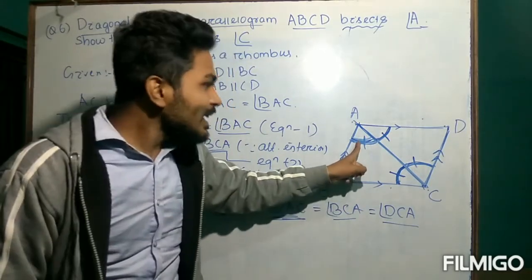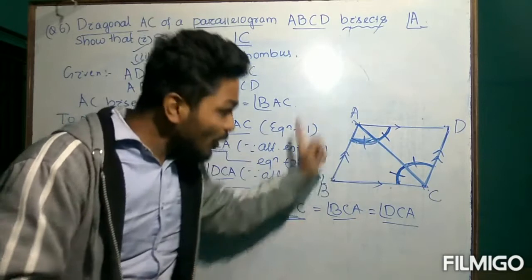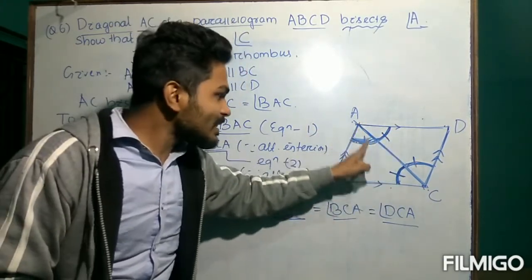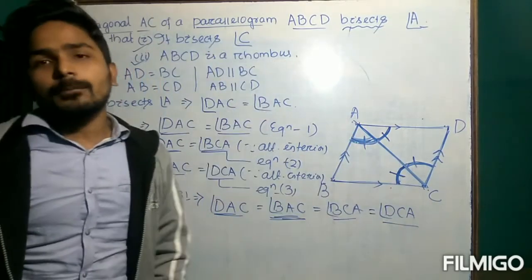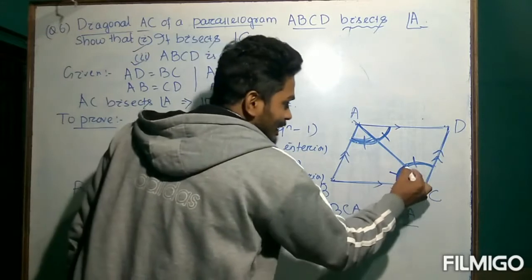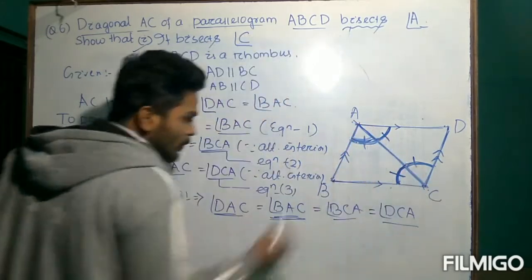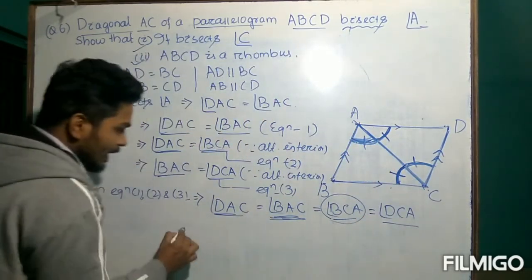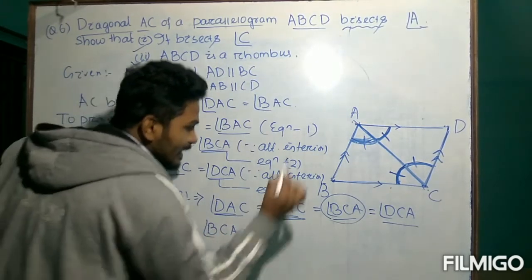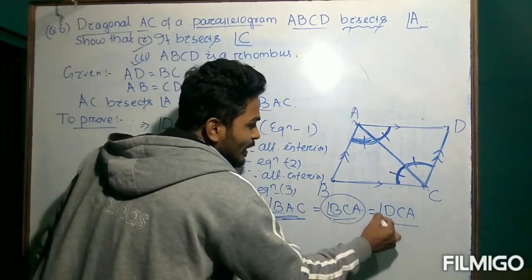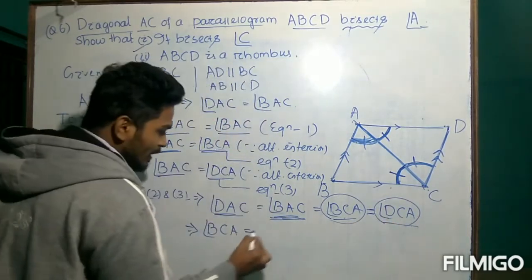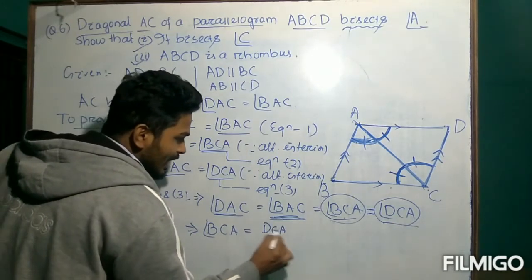So this angle is equal to this angle. It is already given. And now we have found that this angle and this angle and this angle and this angle, all the 4 angles are equal. So now we can write that this angle, BCA, hence BCA is equal to this one. Yes or no? See the symbol between them? So we can write BCA is equal to DCA.